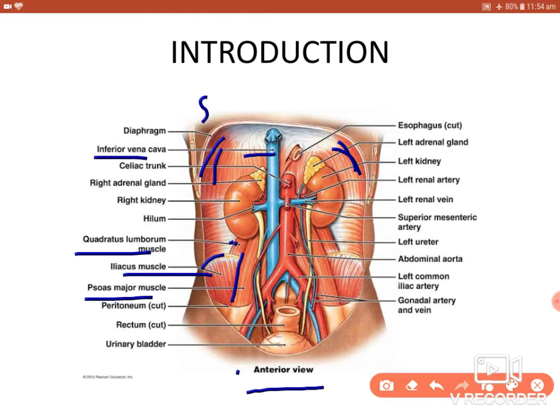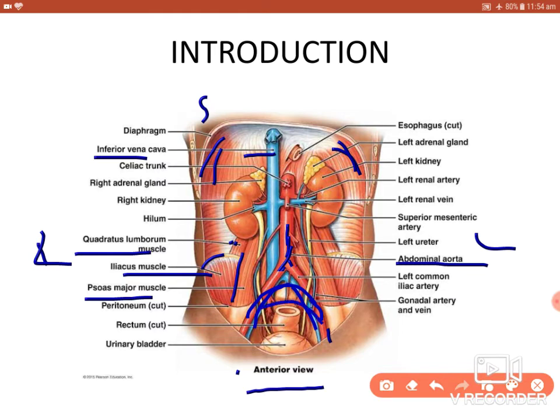Medially, that blue one is the inferior vena cava, then we get the abdominal aorta. The abdominal aorta divides into the right and the left common iliac arteries. Then this common iliac divides into the external iliac and internal iliac arteries. The part where the common iliac divides is the pelvic brim. Here we get the pelvic brim.